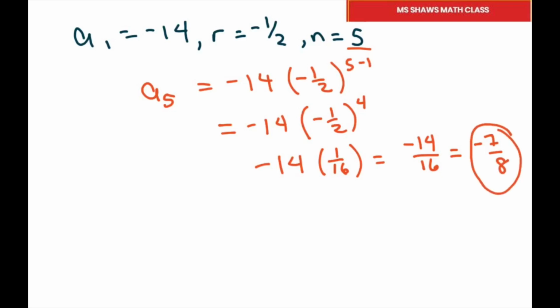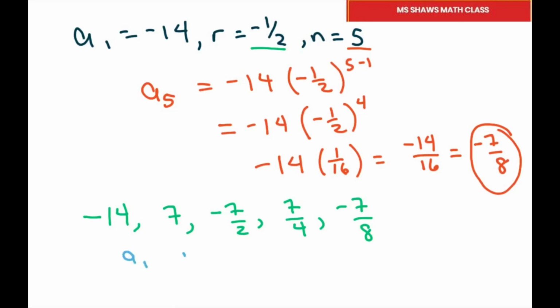All right? And again, if you write out all the terms, you just write them out and multiply by negative 1/2. So it's going to be an alternating sequence here. So negative 14 times negative 1/2 is 7, times negative 1/2 is negative 7/2, times negative 1/2 is going to be 7/4, and times negative 1/2 is going to be negative 7/8. So there's your first term, second term, third term, fourth term, and fifth term.